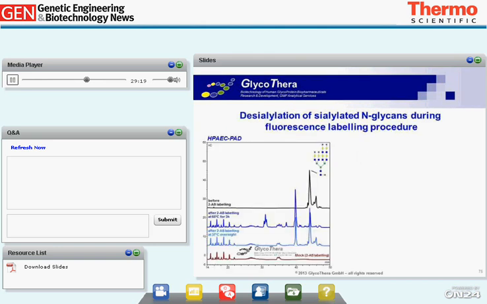For this demonstration, we chose a tetrasialylated tetraantennary N-glycan structure with 2 LacNAc repeats before and after 2AB labeling, followed by HPAE-PAD analysis. So in the upper HPAE-PAD profile, we see the tetrasialylated tetraantennary N-glycan before 2AB labeling. In the lowest HPAE-PAD profile, we see non-carbohydrate signals from a mock 2AB labeling preparation, which were detected by the PAD detector, but were not detectable by the fluorescence detector.